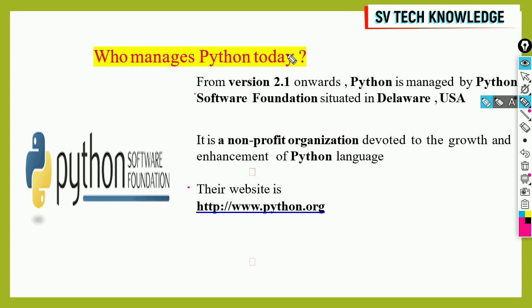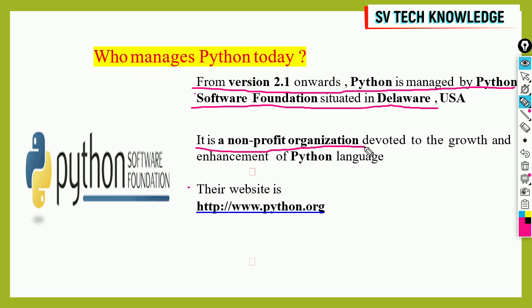Who manages Python today? From version 2.1 onwards, Python is managed by the Python Software Foundation, situated in Delaware, USA. It is a non-profit organization devoted to the growth and enhancement of the Python language. Our Python language's official website is www.python.org, for Python learning. It is now under the Python Software Foundation, which is called PSF.